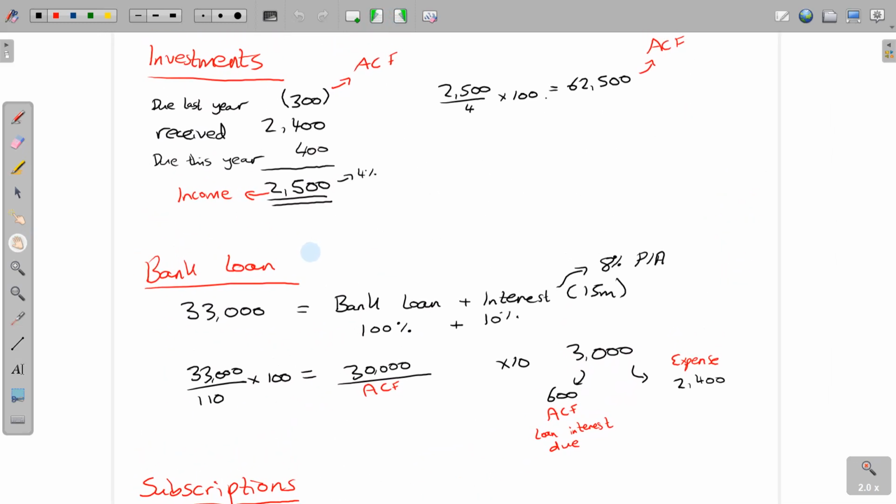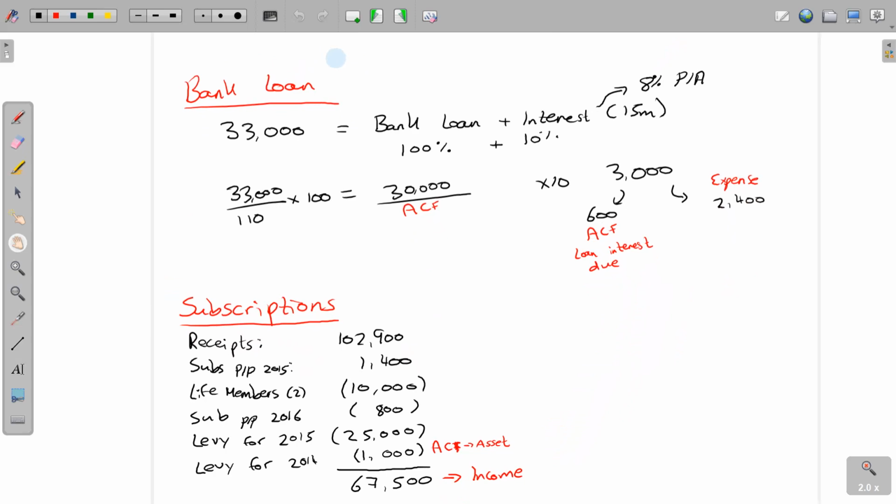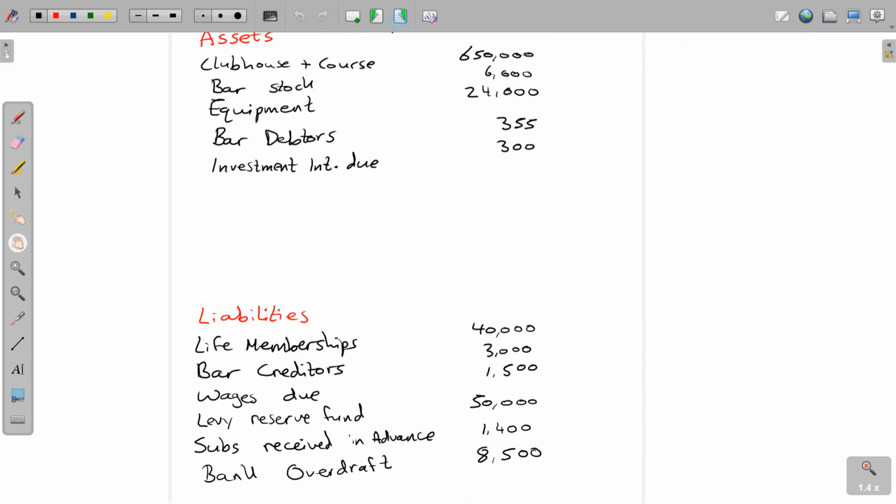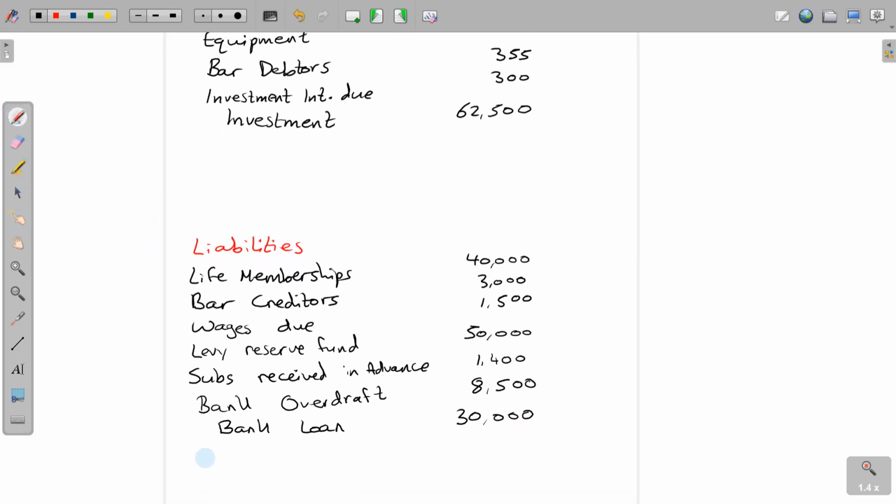So then we go back to our adjustments. Well, we've said that we have 62,500 for investments and 30,000. So 62,500 are investments. You know, investments are separate to investment interest. So investment interest is a gain, but a gain that is due is an asset, but investments themselves are also an asset. And then the bank loan is a liability, and that was 30,000. But we also discovered that there was bank loan interest that wasn't paid for 3 months.